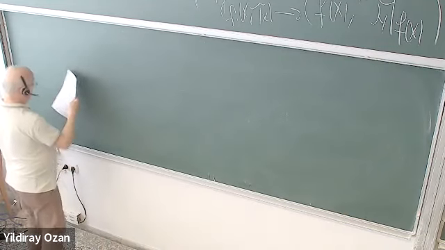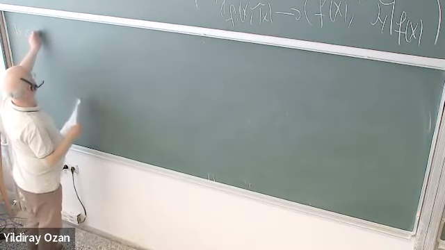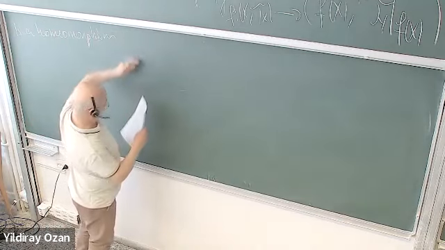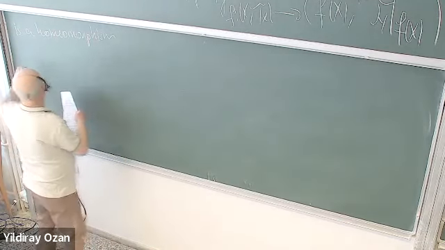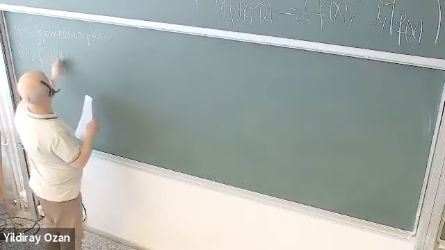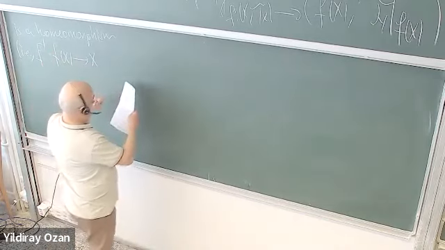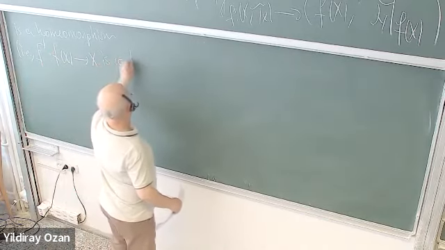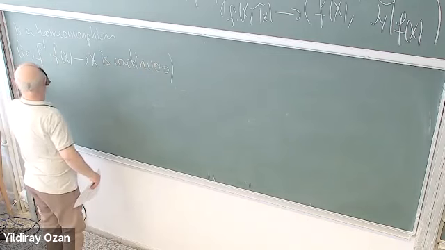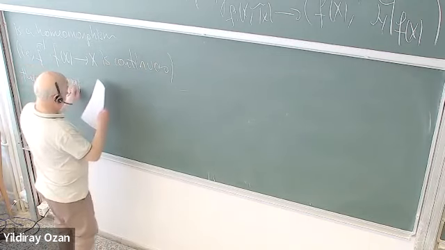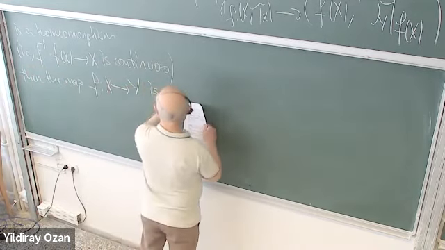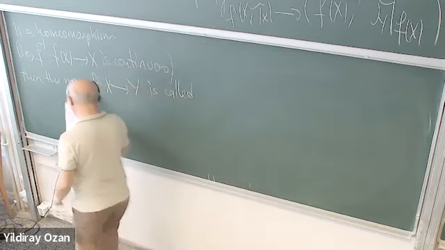If the map is a homeomorphism, what I mean is this: f inverse from f of x to x is continuous. Then the map f from x to y is called a topological embedding.